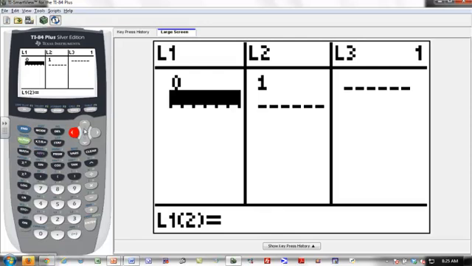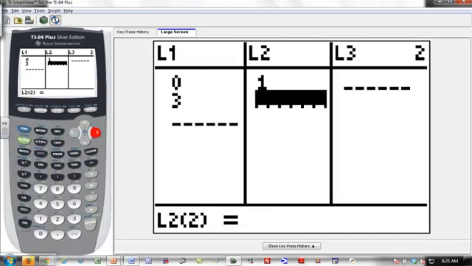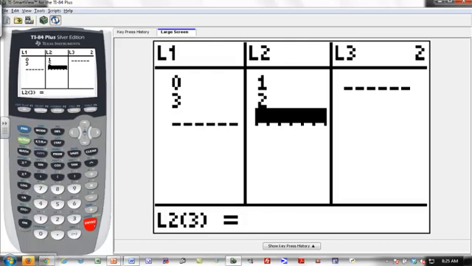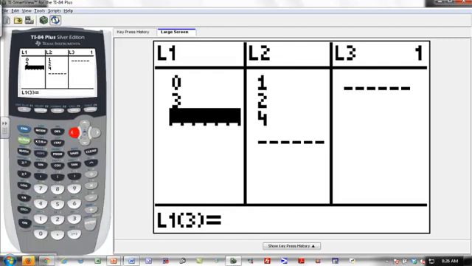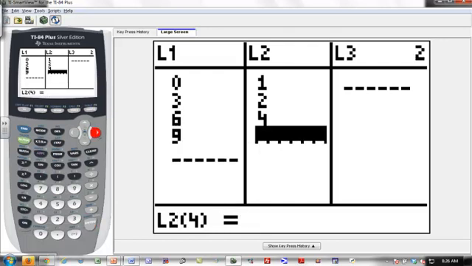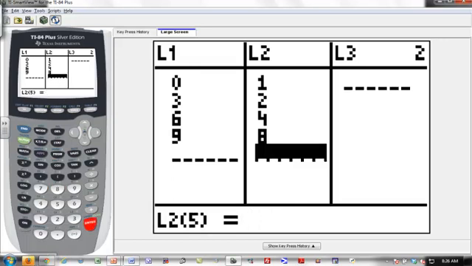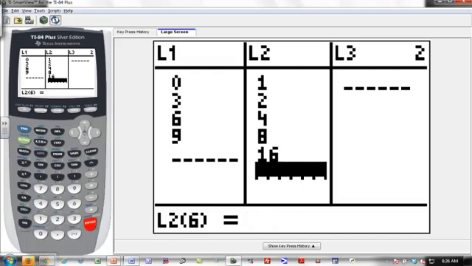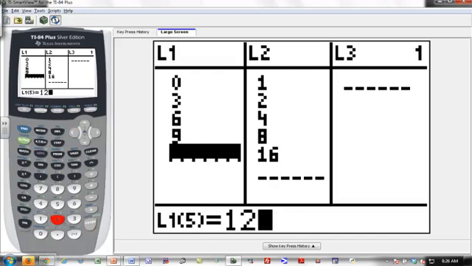How about 3? Let's just make it easy on all of us. So 3 hours later, how many bacteria are there? 2. Okay? 6 hours later, there's 4. Right? 4, enter, and I'm going to go over here and put 6 hours. And then 9 hours later, how many are there? 8. And 12 hours later, 16. So after 12 hours, there's 16.